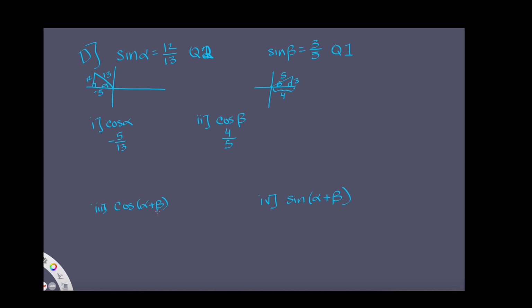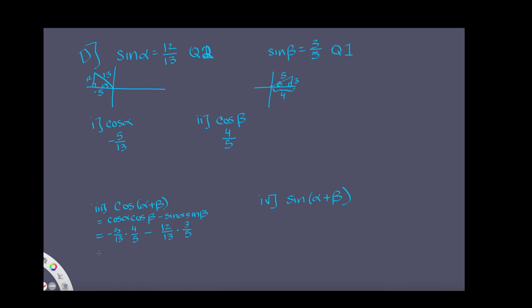The cosine of alpha plus beta brings in our new formulas. We need to remember that the cosine of alpha plus beta is equivalent to the cosine of alpha, cosine of beta, minus sine of alpha, sine of beta. Now we just substitute all of the values we have. The cosine of alpha we determined was -5/13. The cosine of beta we determined was 4/5. Now we subtract the sine of alpha, which is given as 12/13, and the sine of beta, which was given as 3/5.